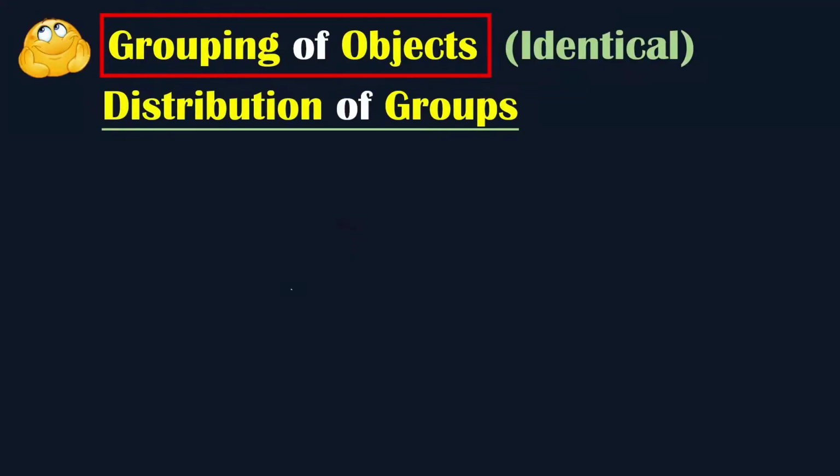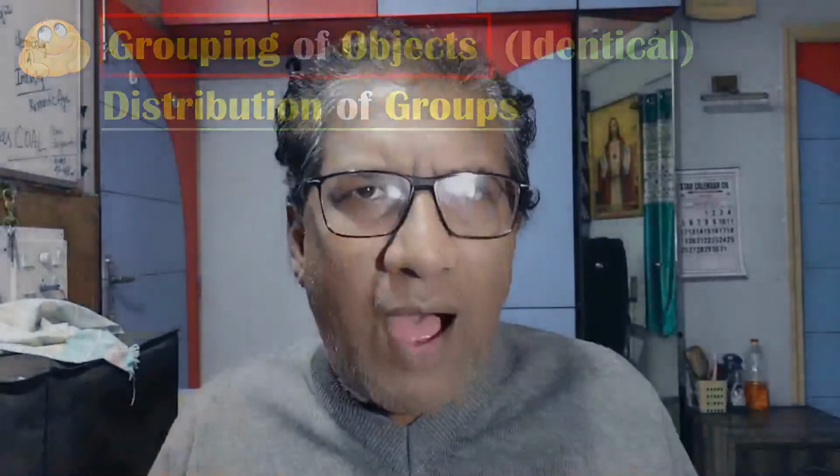So far we have learned grouping of distinct objects of unequal and equal group size, as well as how to distribute these groups. In this section we are going to discuss grouping of identical objects and then distributing them to some heads.